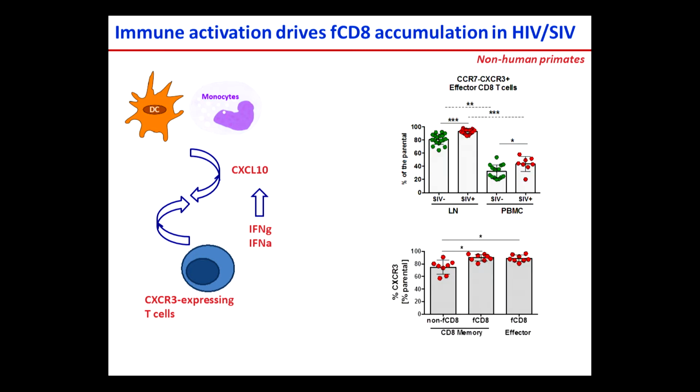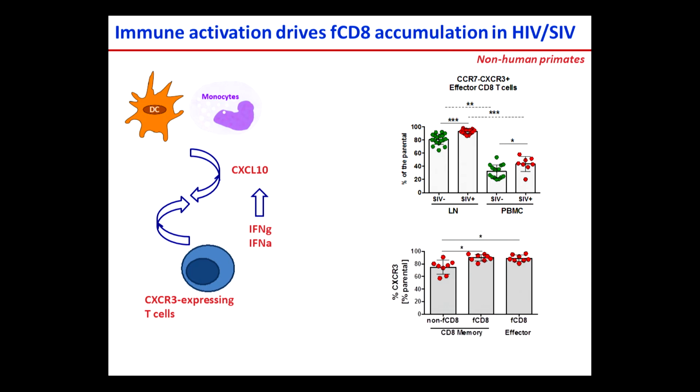What about CXCR3 expression? If the CD8 T cells are going to follow that gradient of CXCL10, they better express CXCR3. Well, in SIV-infected lymph nodes, virtually all of the CD8 T cells express CXCR3. That's not true in the peripheral blood. About half of the CD8 T cells in the peripheral blood express CXCR3, but once you're in the lymph node, they almost all express CXCR3.